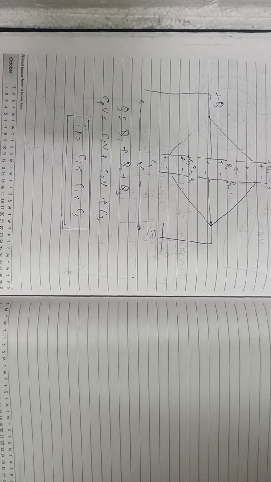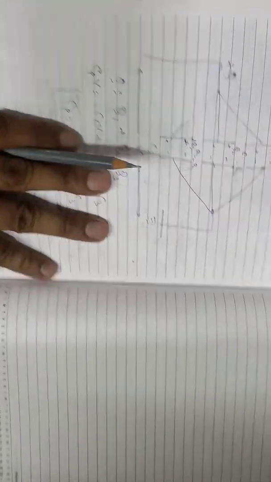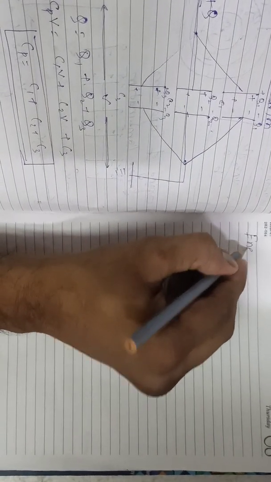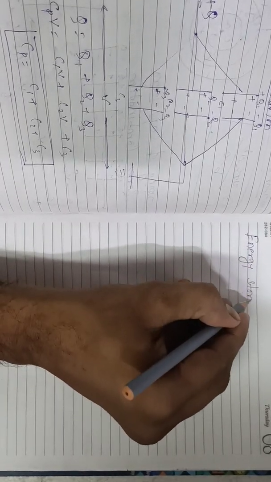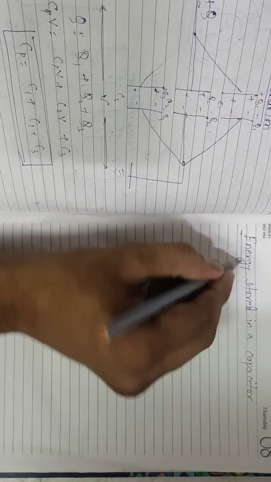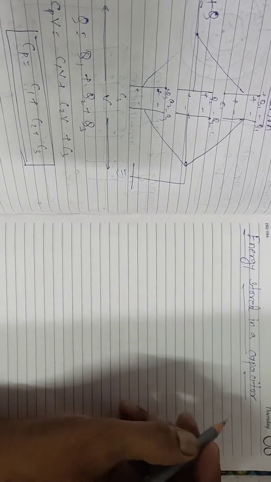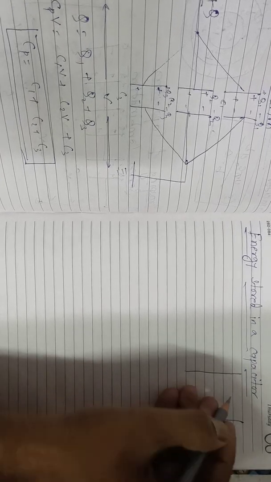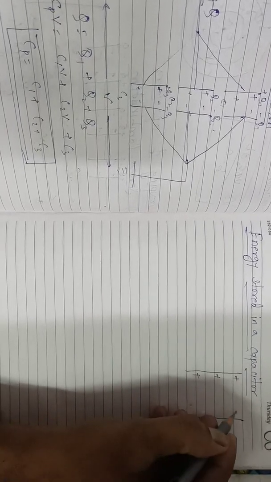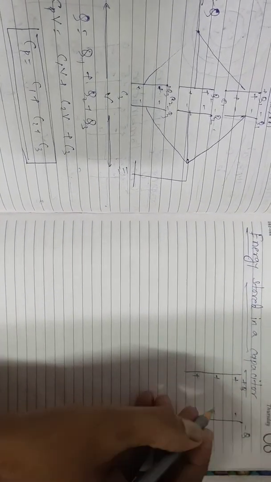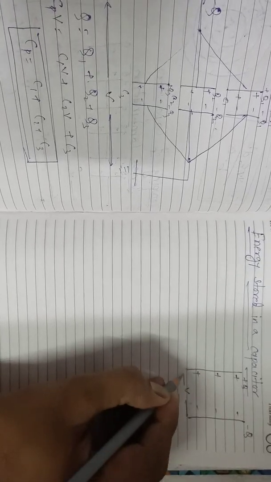Now we need to find the energy stored in a capacitor. That is also a very important topic. Energy stored in a capacitor. For that, we will first draw a capacitor in which two plates will be there. We know the first plate will have charge plus, the next plate will have charge minus. Suppose this has a charge plus Q, and this has a charge minus Q. The potential between them is V.